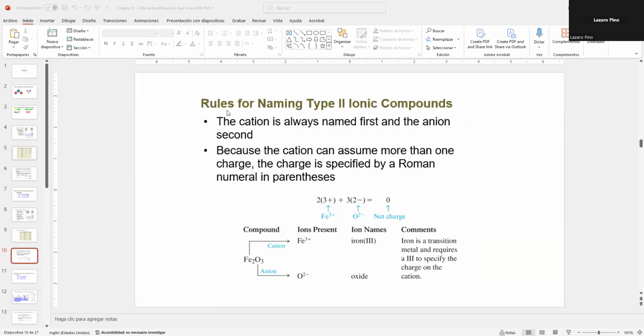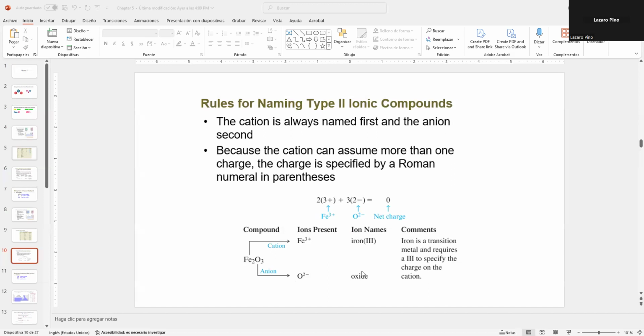Let's see what the rules are for naming type 2 ionic compounds. The cation is always named first and the anion second, in the same order that we write them in the formula. For example, first we begin with the cation. In this case, we are in front of iron 3. Then we write iron 3. And the anion is from oxygen, oxide.